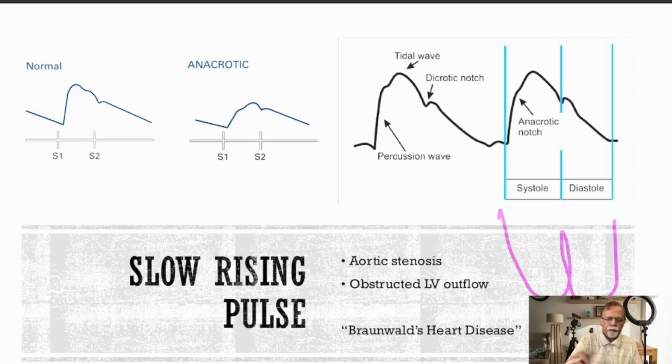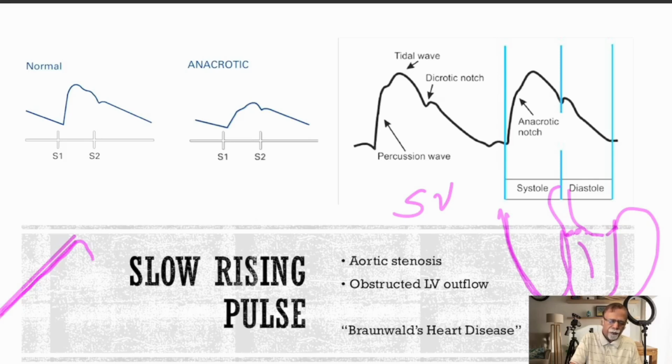Now you go for the slow rising pulse. Suppose there is aortic stenosis. What happens? In a patient with aortic stenosis, the ventricle has to strain to contract because the valve is narrow. So it takes time for the percussion wave, and it becomes flat. The pulse becomes a slow rising pulse. Stroke volume is also low, so the height is less.